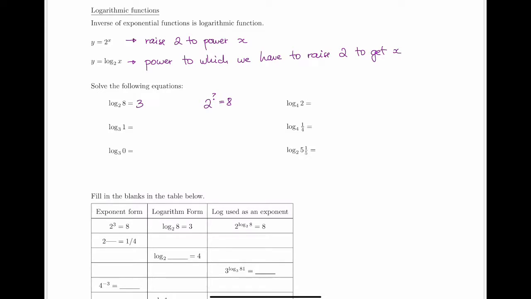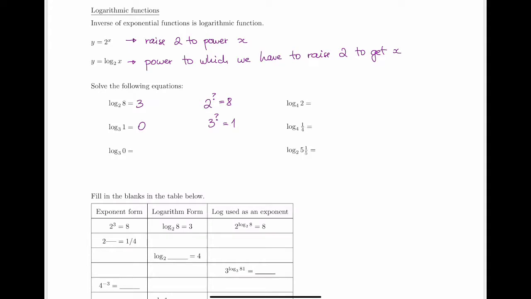Okay, next one, logarithm base 3 of 1. So to which power did we have to raise 3 to get a 1? 3 to what power will give us a 1? Well, to get a 1 out of 3, we need to raise it to power 0, so that is the power that we need.